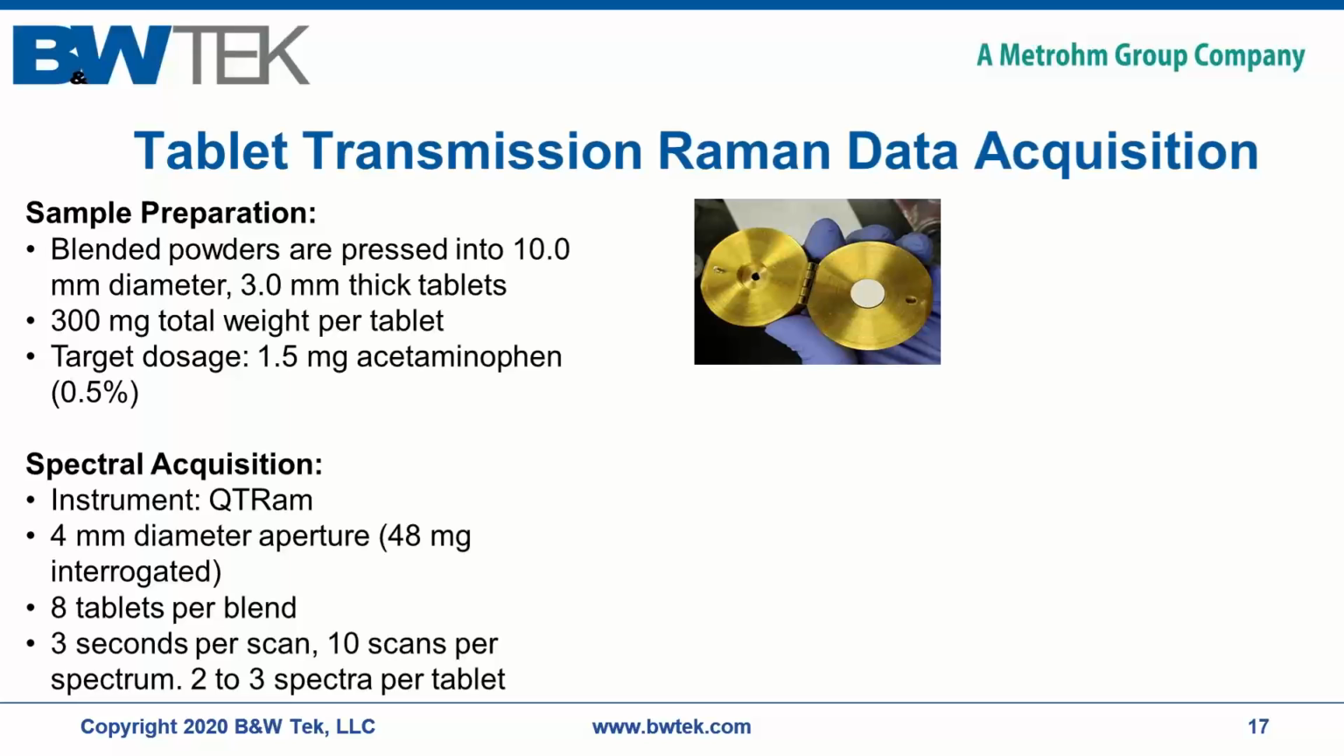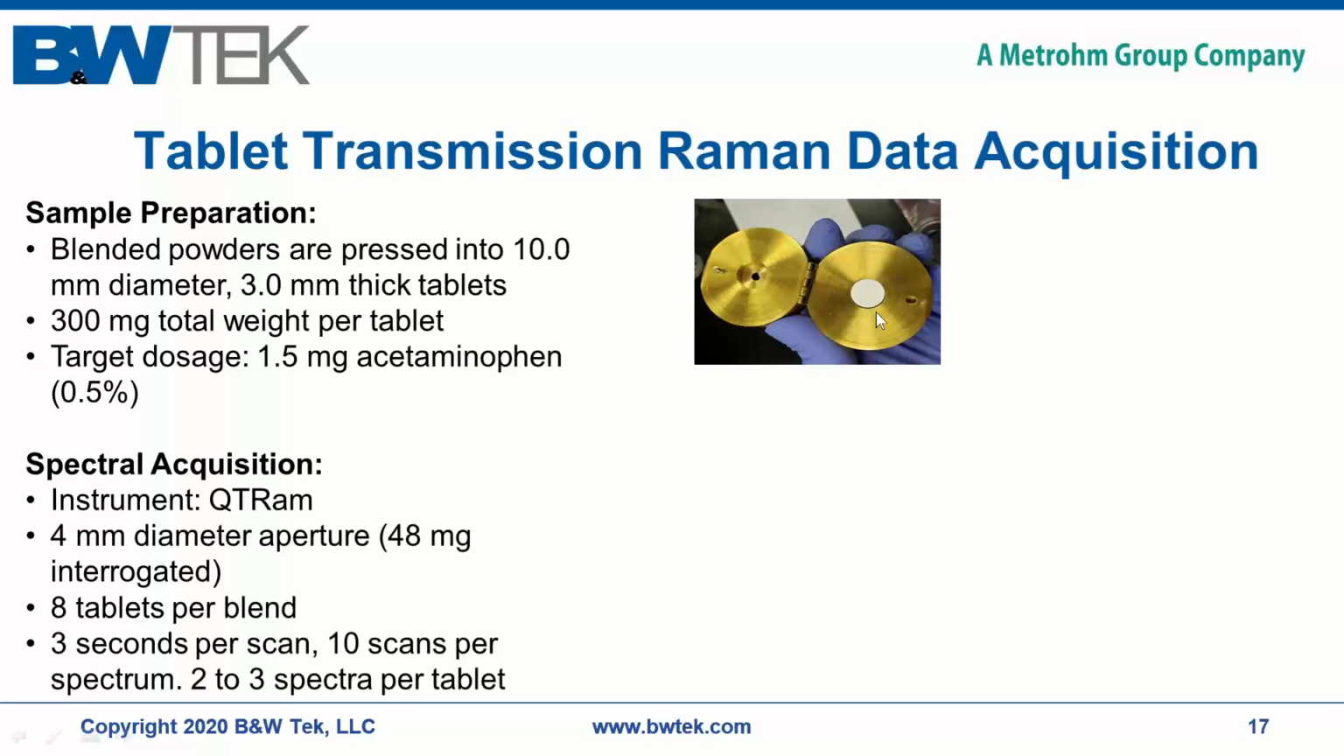So our data acquisition was done after preparing samples from the blends. They were pressed into 10 millimeter diameter tablets of 3 millimeter thickness, each of them a nominal 300 milligram weight. And our target dosage was to have 1.5 milligrams of the APAP, acetaminophen, which would be 0.5 weight %. So the data were collected on the QT-RAM using a 4 millimeter diameter aperture, and we loaded up 8 different tablets at each one of the concentrations and collected numerous scans per each sample.